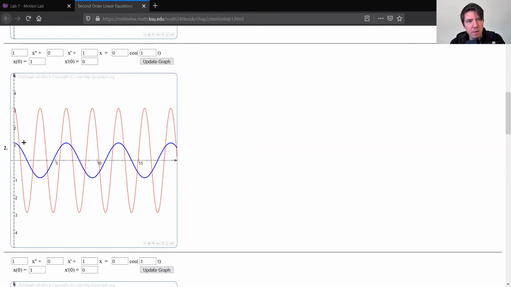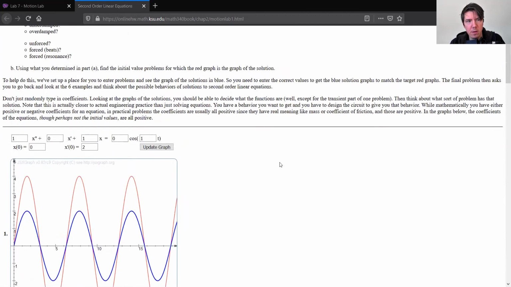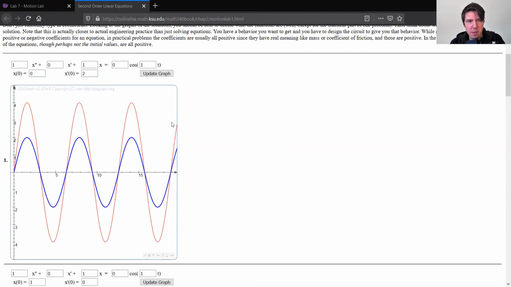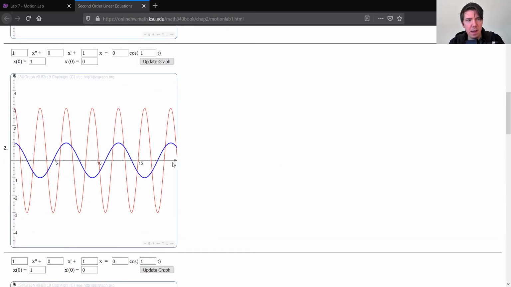But there is a difference in the frequency. Whereas up here in the first case, I don't think you had to experiment with much beyond the initial velocity and position. In this case, I think we'll need more than the initial velocity and position. In particular, we'll need it to oscillate faster. And the question is, how do you do that?